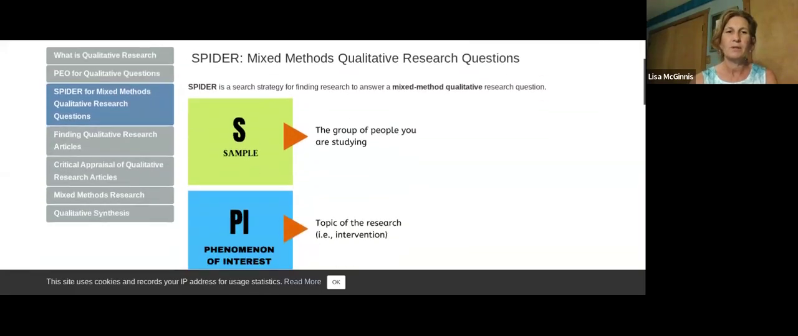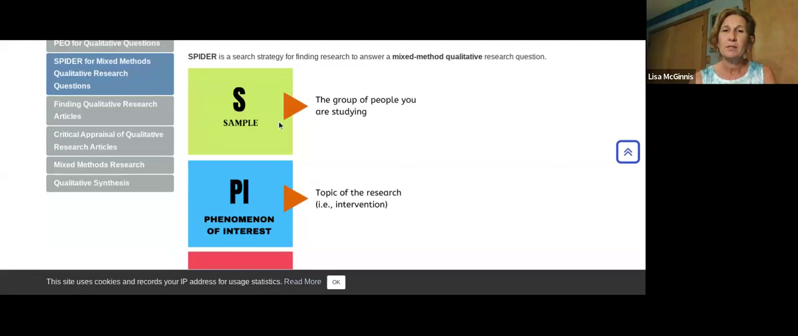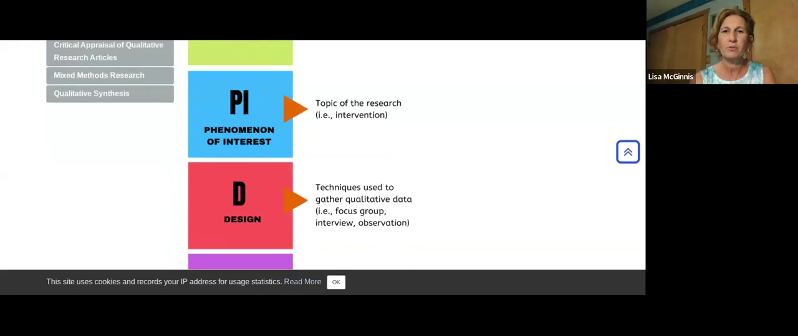So I wanted to share a page, and I'll also put this in Blackboard in the learning materials section. But for our Spider question, we're going to be specifically answering questions related to the sample, which is very similar to what we did with our PICO. The topic of the research. This could be an intervention, but this is the area of interest, the phenomenon of interest. So it's not something we're applying, but it is something that we are considering for the purposes of our study. This is what we're interested in.